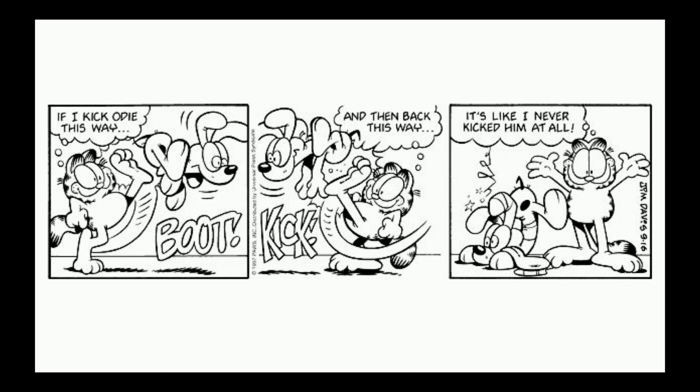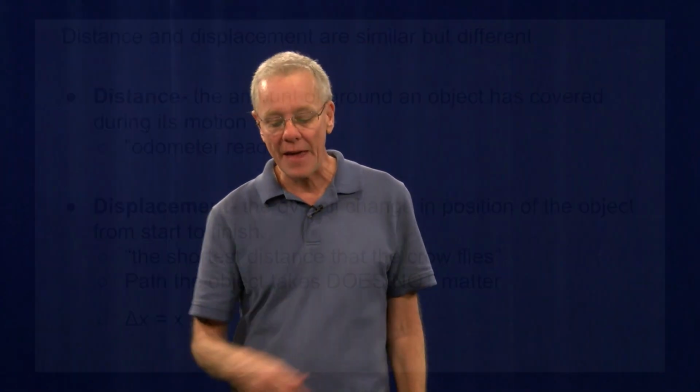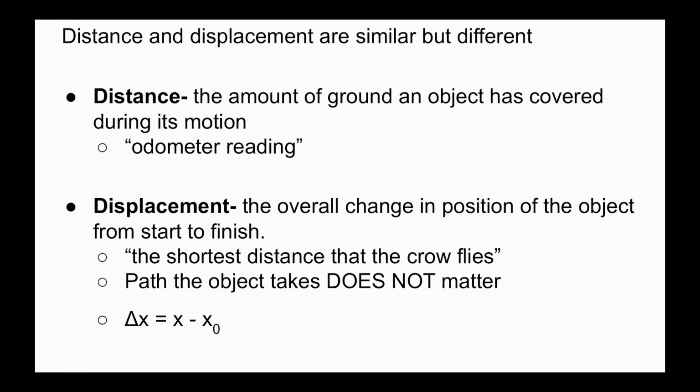So what does that mean? Did Odie get moved or not? Did Odie get kicked or not? Let's talk about it. There's two different concepts at play here. One is the distance Odie moves, and one is the displacement of Odie. As you've learned in class, distance is essentially the odometer reading, like how far in space Odie moved, tallying it all up. And displacement was where Odie ended up compared to where Odie started. So that's the difference between distance and displacement.